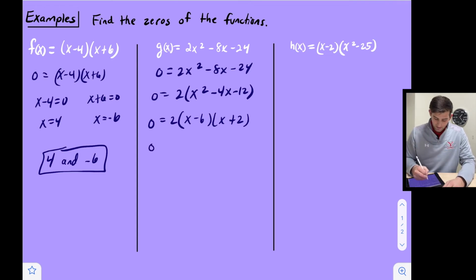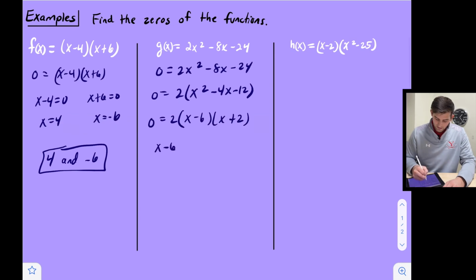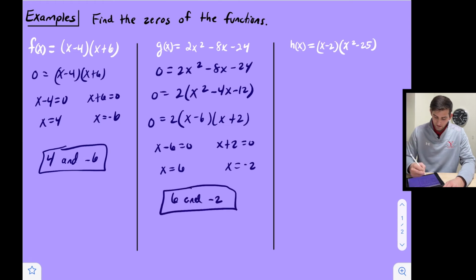So now we can set these equal to 0. We're going to say x minus 6 equals 0 and x plus 2 equals 0. Here we get x equals 6 and here we get x equals negative 2. So our zeros here are 6 and negative 2. This 2 right here, essentially we can just leave it off for right now when we're just finding the zeros of the function.